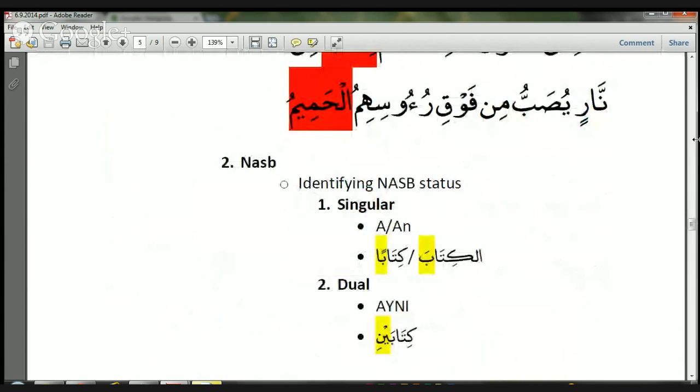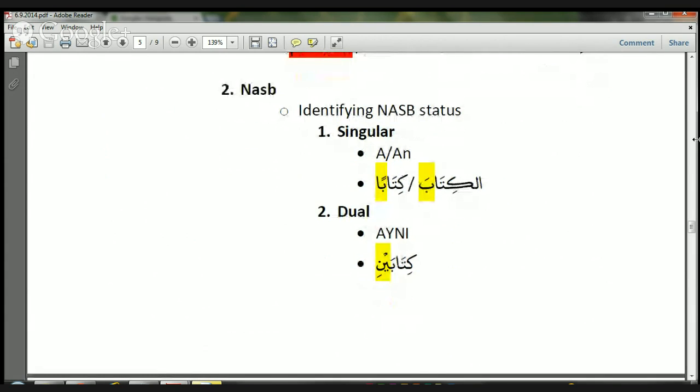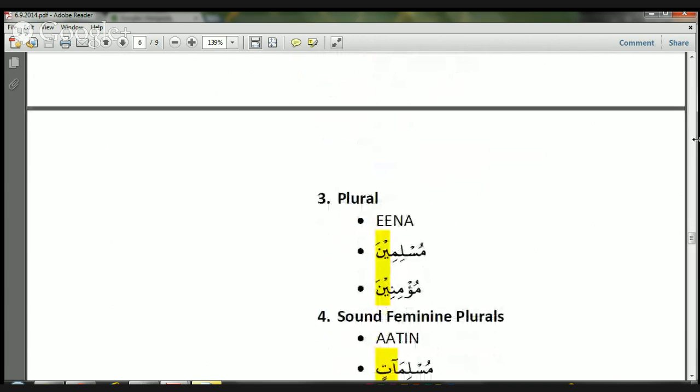The second category of status is nasab. And when it came to the nasab category, we mentioned what? That you can tell if a word is nasab by the ending sound, where a singular word's ending will be a or an. And for a dual ism, the ending sound is going to be aini. And for the plural ism, the ending sound will be ina.